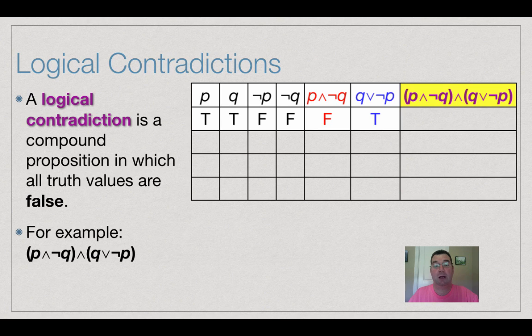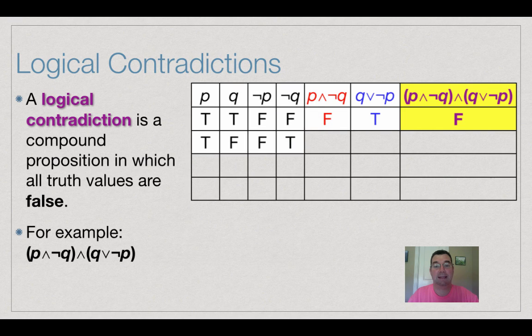So now in the red column we have a false, we have a true in the blue column, and if I use an and on those, I get a false. Okay? So going back to the beginning of the next row, if P is true and Q is false, that means that not P is false and not Q is true.